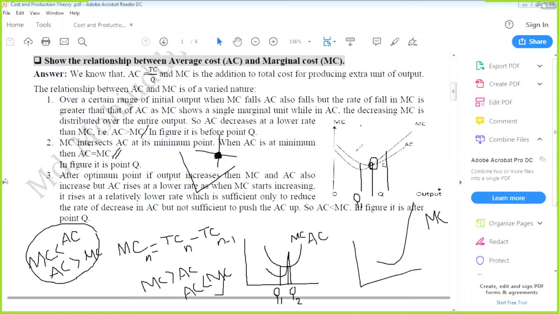The rate of falling, which one is higher? Look, marginal cost is already at its minimum point. Look, make it clear what I am trying to say. This is the rate of falling. Marginal cost, which one is falling?